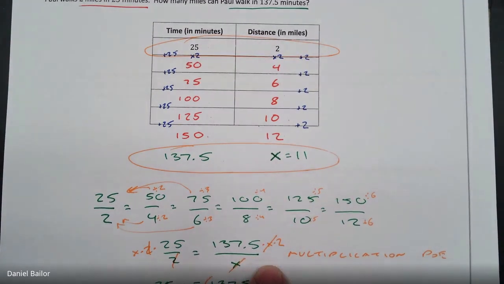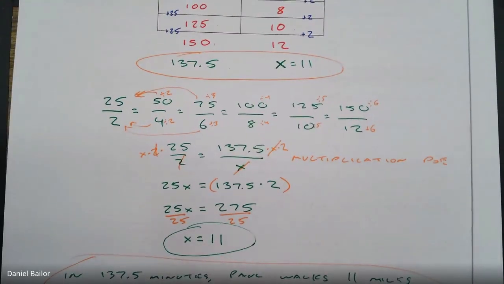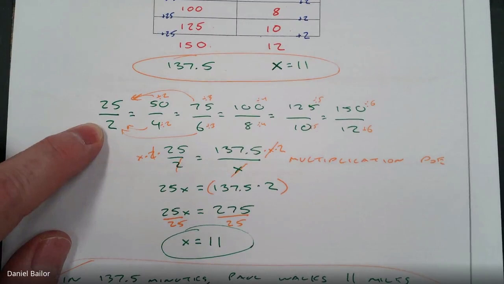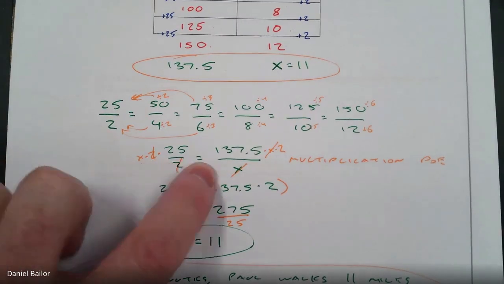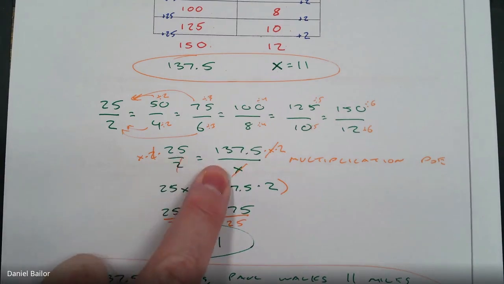Then we solved the proportion. We start with the multiplication property of equality. We solved our proportion to find the missing solution. So we started with Paul's constant rate, 25 over 2. We used that to find what was missing. Start with what you know, find what you don't know.